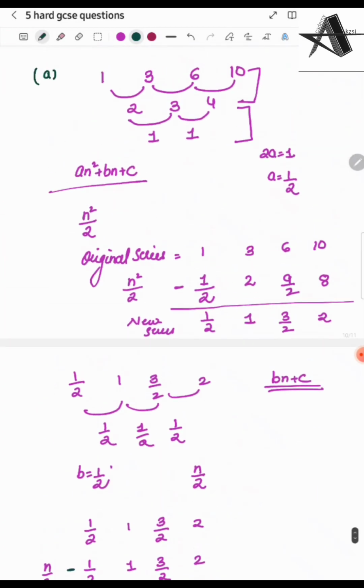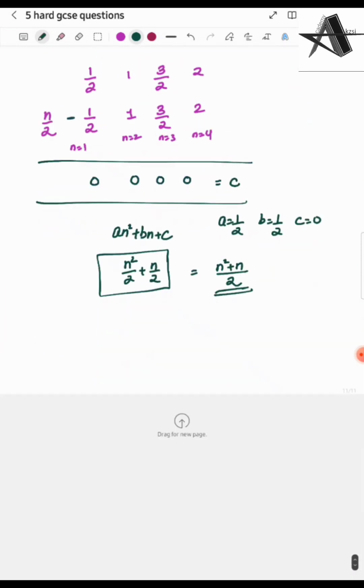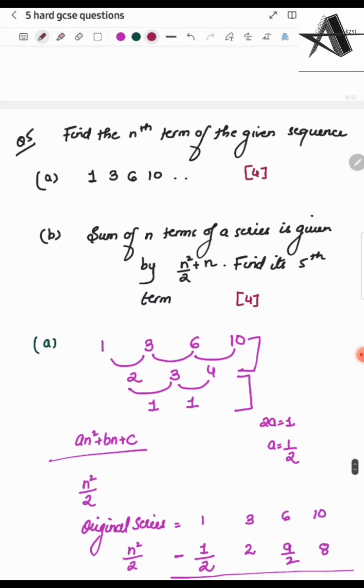There is another part here as well. It says the sum of n terms of a series is given by n squared by 2 plus n, and we have to calculate its fifth term. So the sum is given as n squared by 2 plus n. Now see, it's important what they are asking: you have to calculate the fifth term.